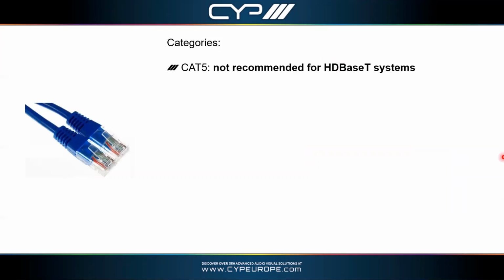So looking at Cat5, realistically, we wouldn't recommend Cat5 for HDBaseT systems due to its limited bandwidth. If you did have Cat5 cabling in an installation already, then of course you could test the system, maybe with a point-to-point kit, and see if it can handle the requirements of HDBaseT. But if you were looking to install a new system, we wouldn't recommend Cat5 for an HDBaseT system. Absolutely right.